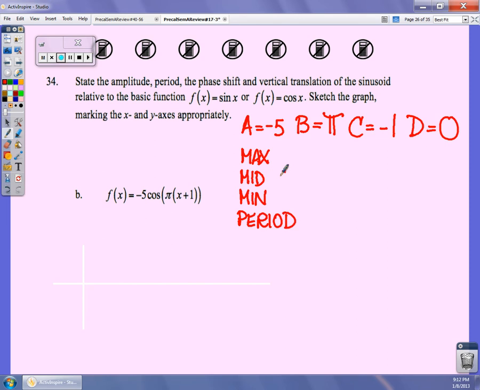Since our midline is 0 and our amplitude is 5, we can add 5 to 0 and get our maximum, subtract 5, and get our minimum. Remember, our period is equal to 2 pi over b, or in this case, 2 pi over pi, which is equal to 2. So we have a period of 2. Now, from this information, we can set up our graph.